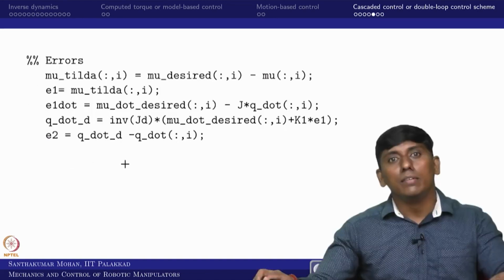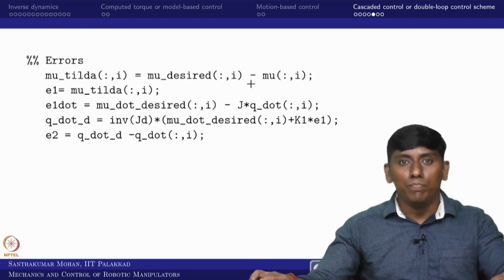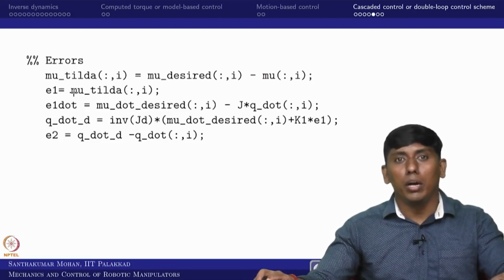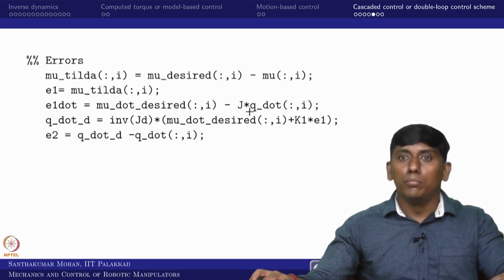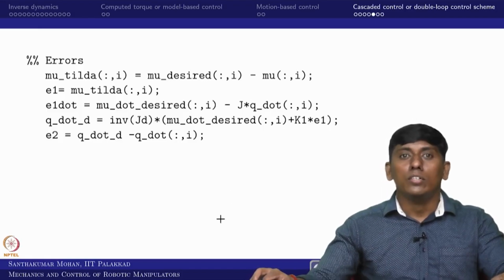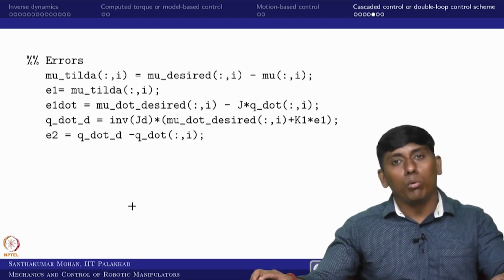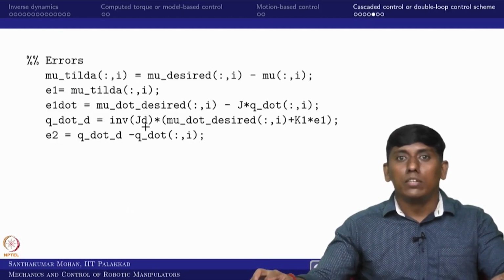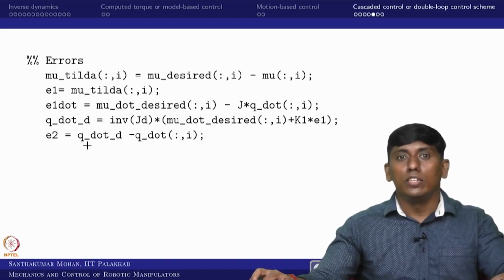Now come back to the μ tilde. So μ tilde here is μ desired minus μ, which you write as E1. So E1 dot is μ dot desired minus μ dot. The μ dot we can write as J multiplied with q dot. So this is nothing but μ dot. After that we come up with a q dot desired, which is derived based on the outer loop, which is the inverse of J desired multiplied with μ dot desired plus k1 E1. So based on that we calculated E2. So E2 is the q dot desired which we derived minus q dot.